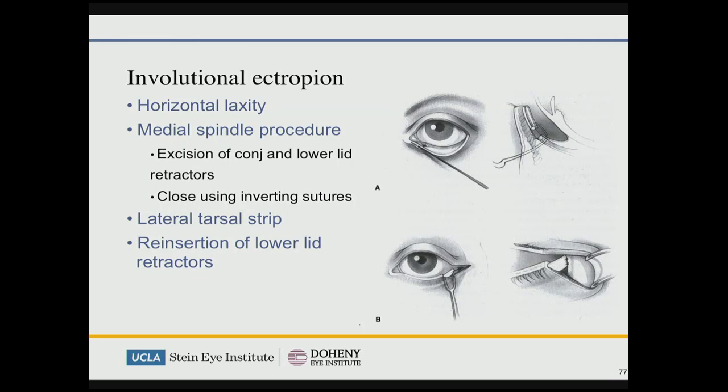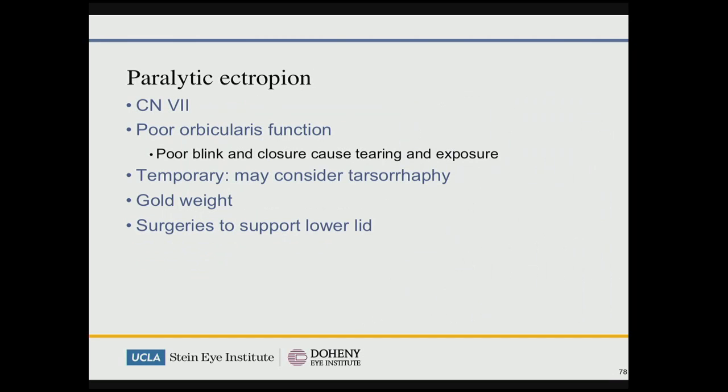If the involutional ectropion involves more of the lid than just the medial portion, then a lateral tarsal strip is indicated to create this strip of tarsus that's sutured to the periosteum of the orbital rim. And in some cases, reinsertion of the lower lid retractors.